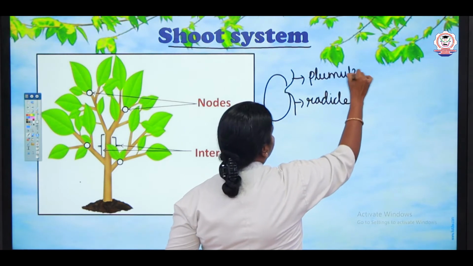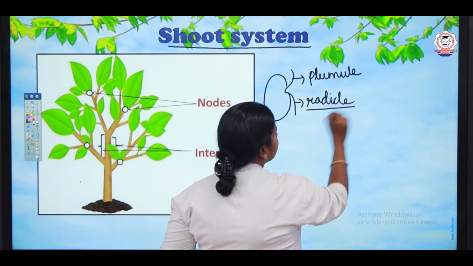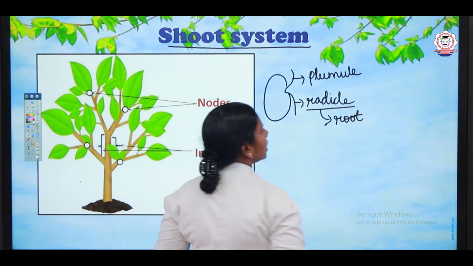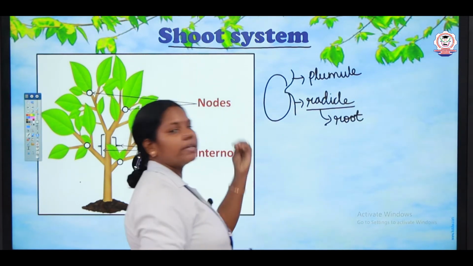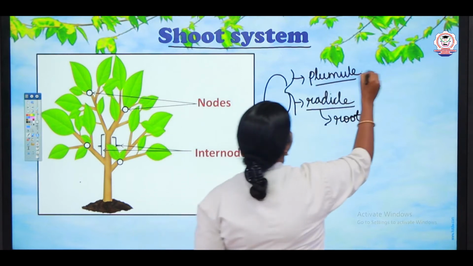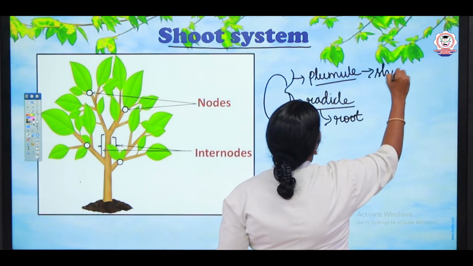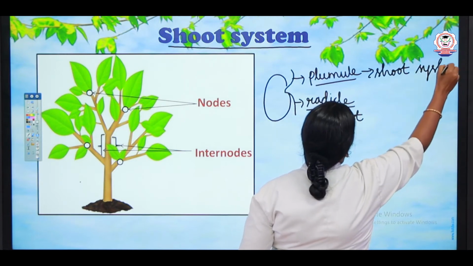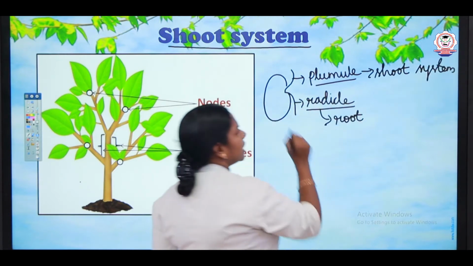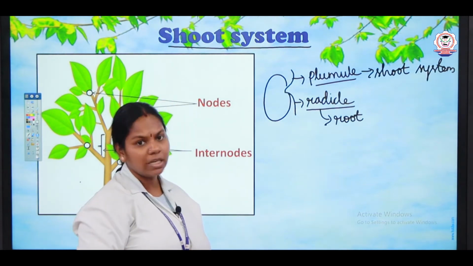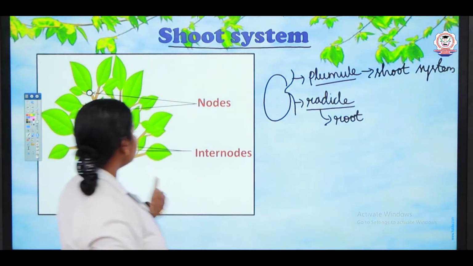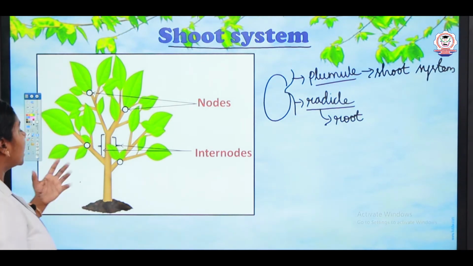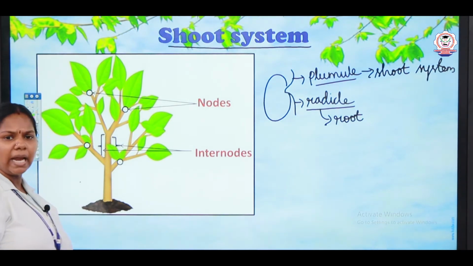While we were discussing the roots, we studied that the roots develop from the radicle. Likewise, the plumule develops into the shoot system. The radicle develops into the root system and the plumule develops into the shoot system. And the main important characteristic of the shoot system is that they bear nodes and internodes.